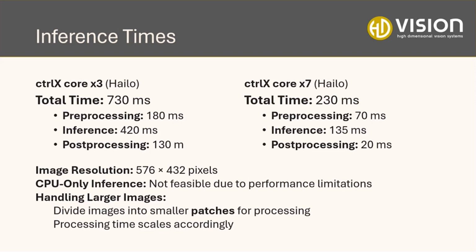And the final result is on the ctrlX Core X3, it takes around 730 milliseconds. And on the X7, it takes around 230 milliseconds. So we're really seeing the advantages of the faster processor there, because the Halo chip is the same for both models.